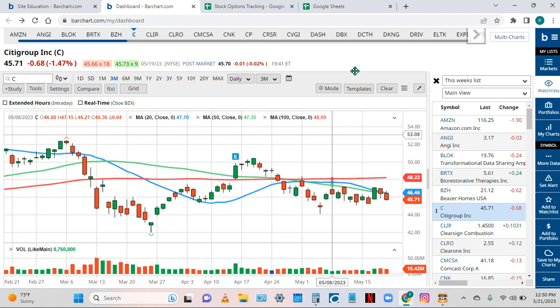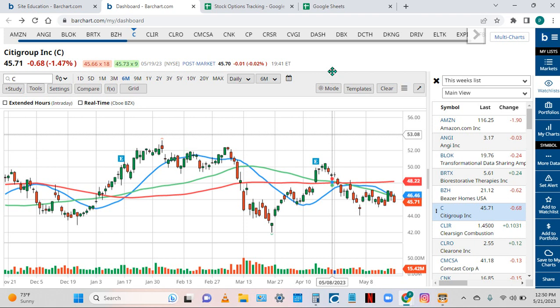Okay. So, and with this, sometimes it helps to zoom out a little bit. So there's a 6-month chart, daily chart, 3 moving averages, and volume. That's it. So in Citigroup, we can see the longer term trend is pretty flat. And on the shorter term, we can see more of a downtrend or a sideways trend.